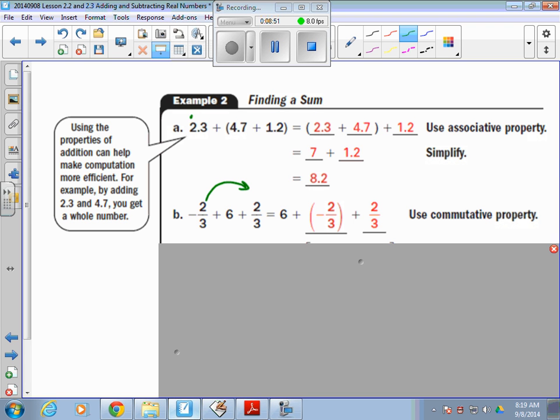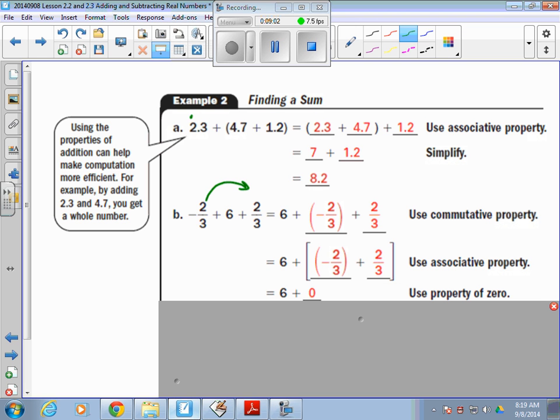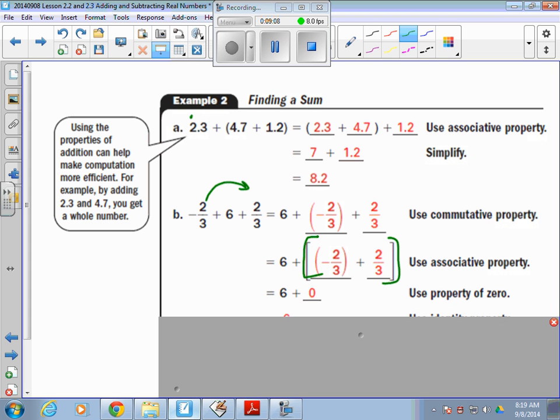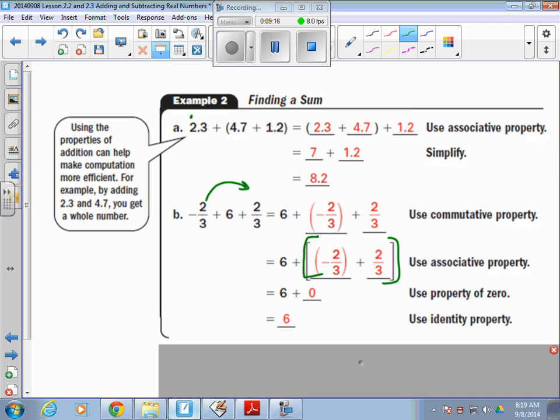It's not just the parentheses. Associative and commutative work almost identically. When you have negative 2/3 plus 1/3, they cancel each other out and give you 0. So now you're using the associative property, saying to do this part first, it gives you 0. Then the property of 0, when you add something to its opposite. And then the identity property, 6 plus 0, its identity remains unchanged and it says 6.